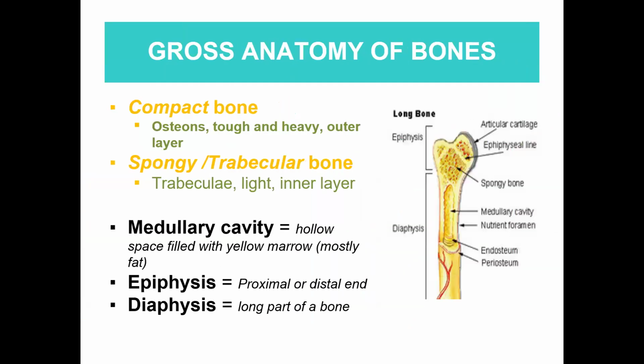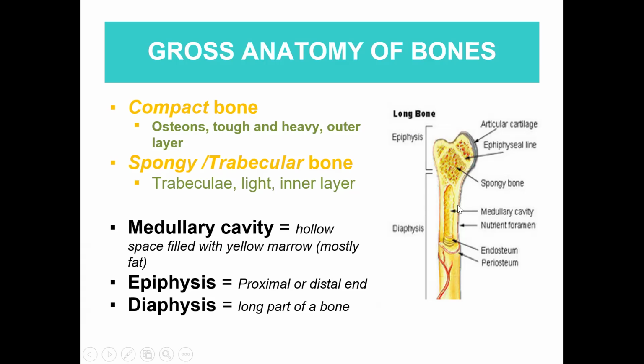Before we discuss the process of decalcification, let us first review some anatomy. Basically, your bones, this is a long bone, has two components: your compact bone and your spongy bone. Your compact bone is made up of osteons. They are the ones that are tough, strong, heavy, and they are the outer layer. As compared to your spongy bones, they are made of trabeculae. They're the inner ones, and they're the lighter ones. The inner ones are your spongy bone, and it is surrounded by your compact bone.